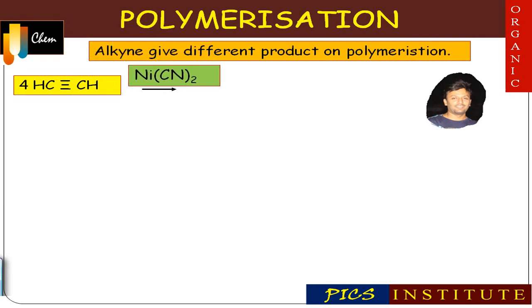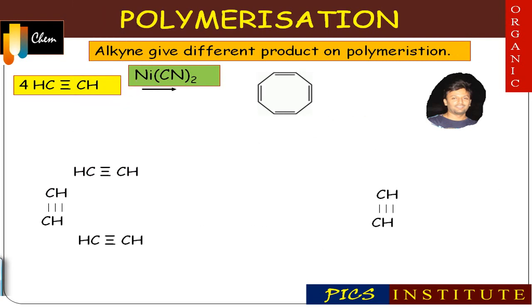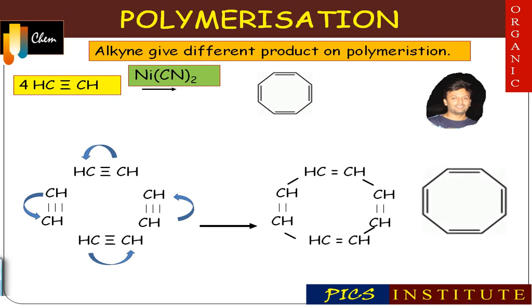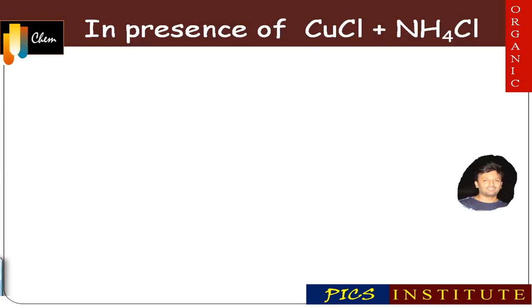On ethyne, the second catalyst is nickel dicyanide. 4 molecules of ethyne react to give cyclooctatetraene. The splittings are 4 molecules, heterolytic bond fission, and then formation of cyclooctatetraene.